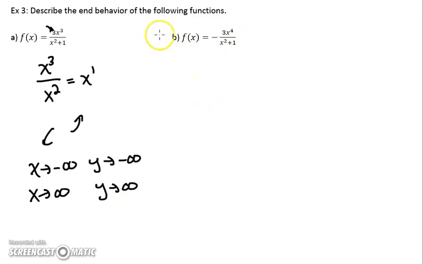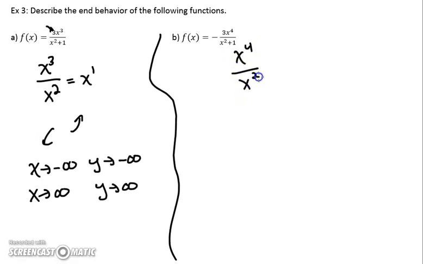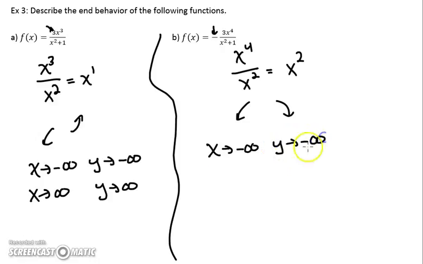On the second one, we have a 4 and a 2, so 4 is bigger than 2. We don't have a horizontal asymptote. If we think about x to the fourth divided by x squared, we're going to get x squared, even degree. If we look, we have a negative 3. So even degree, negative leading coefficient, and behavior is going to look like that. So as x goes to negative infinity, y goes to negative infinity. As x goes to positive infinity, y goes to negative infinity.